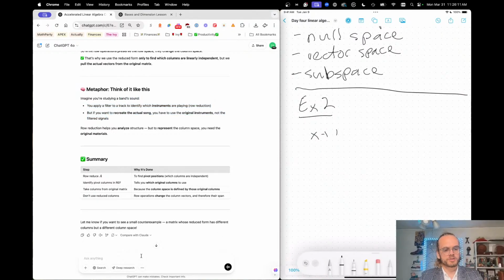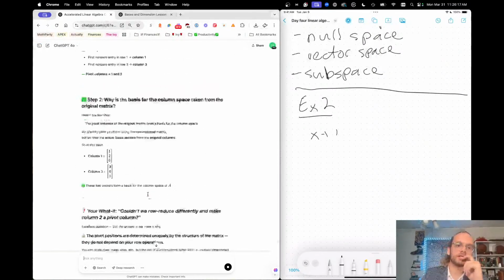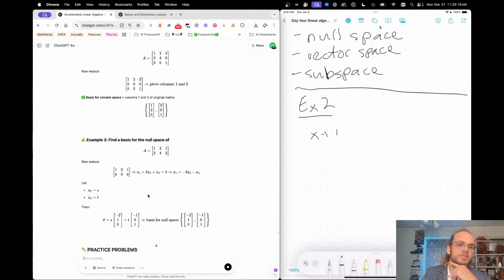Yeah, let me see a counter example. While it's generating that, I'm going to scroll back up to the lesson, make sure I'm still doing well with time.